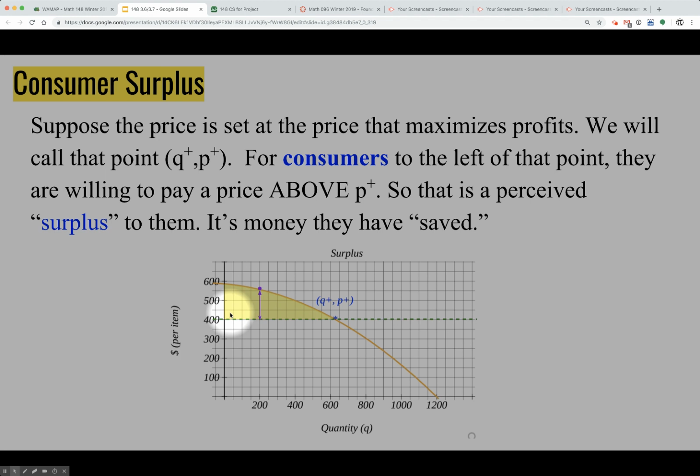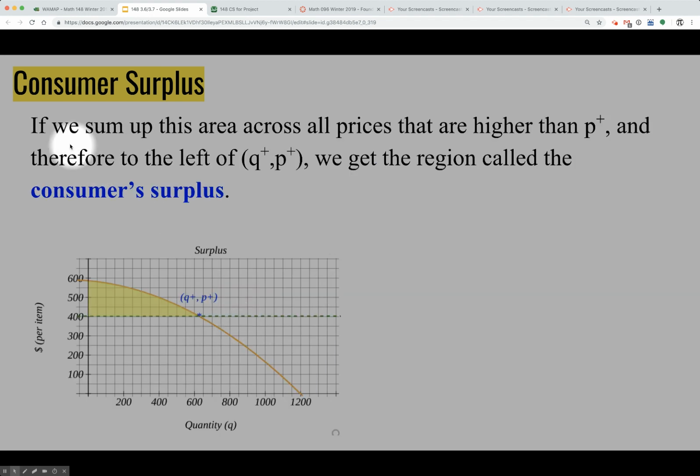And for that reason, it is an area. More specifically, it's the area between the demand curve and the flat horizontal line or the function that corresponds to the optimal price. And so what we're going to do, as we've just recently seen, is find the integral so that we can find the area between these two functions. So that's the basic idea. We're going to sum up the area across all the prices that are higher than P plus, and therefore they're to the left of that point, Q plus and P plus. And when we do that, we get the region called the consumer surplus.